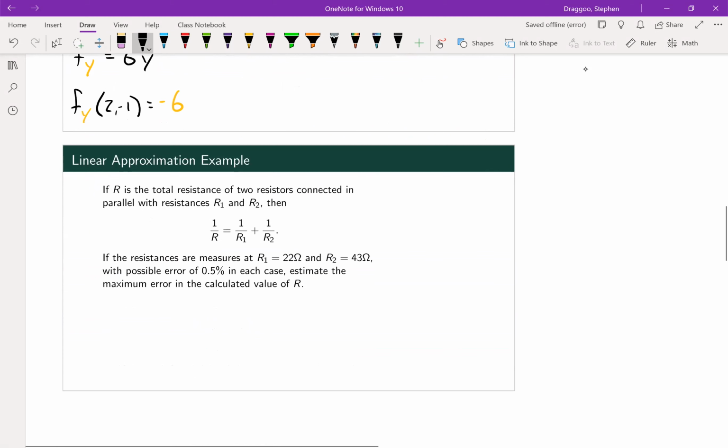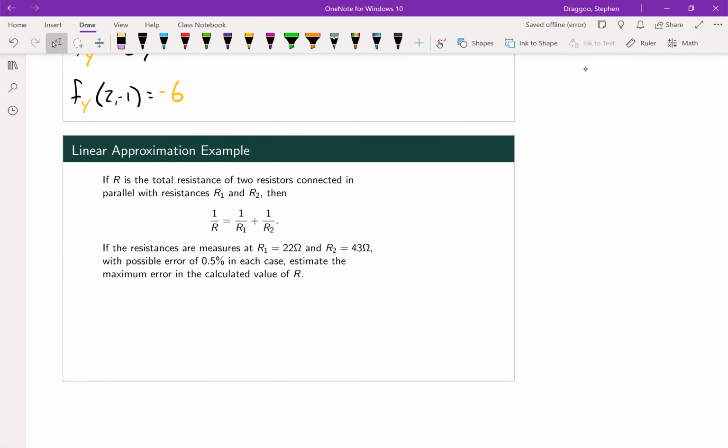All right, and then let's try some linearization. So we have that R is the total resistance of two resistors connected in parallel with resistances R1 and R2. And if you've seen that equation before, it's the reciprocals all added up is equal to the reciprocal of the total resistance. And we'll say that our two resistors measure 22 ohms and 43 ohms, with a possible error of 0.5% in each case. We want to estimate the maximum error calculated of R.